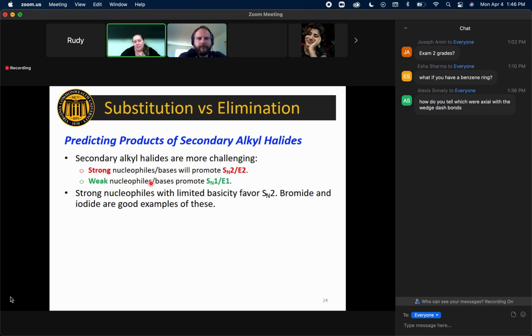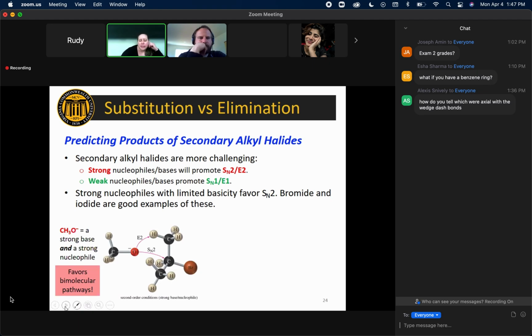I'm going to take a moment to remind everybody that most of the time a strong nucleophile is a strong base, but there are 1 or 2 examples that we know of that that's not the case. And those are really limited to bromide and iodide. These are strong nucleophiles, but the conjugate acids of bromide and iodide are strong acids, so they're weak bases, right? So these examples are strong nucleophiles and have limited basicity. So those are going to favor SN2 reactions always.